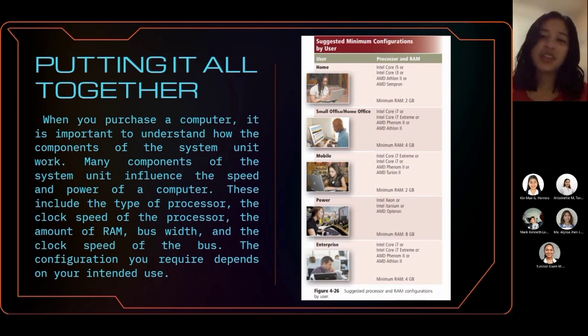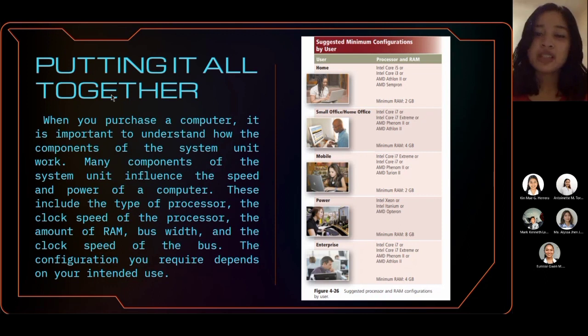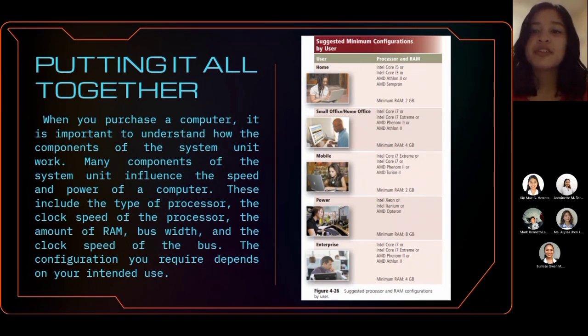So putting it all together. When you purchase a computer, it is important to understand how the components of the system unit work. Many components of the system unit influence the speed and power of a computer. These include the type of processor, the clock speed of the processor, the amount of RAM, bus width, and the clock speed of the bus. The configuration you require depends on your intended use.